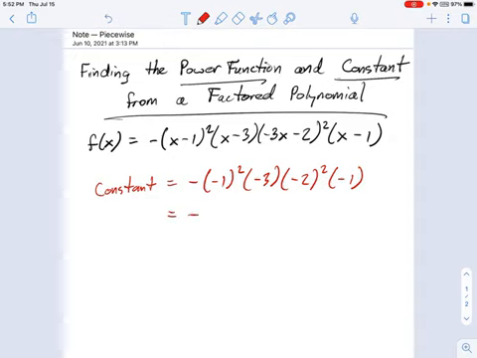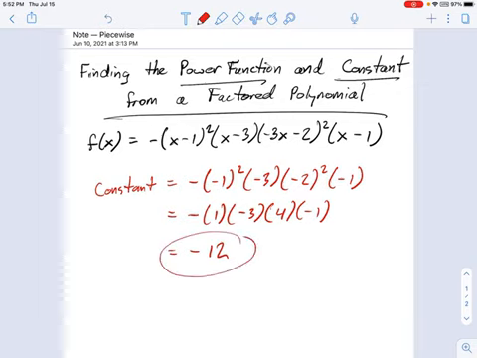So we have negative 1 squared is just 1 times negative 3. Negative 2 squared is 4 times negative 1. So I count 3 negative signs. That means this is going to be a negative. 1 times 3 is 3, times 4 is 12. So we have negative 12. That's our constant term. And that really was pretty quick. You just multiply all the numbers together in the factored form.